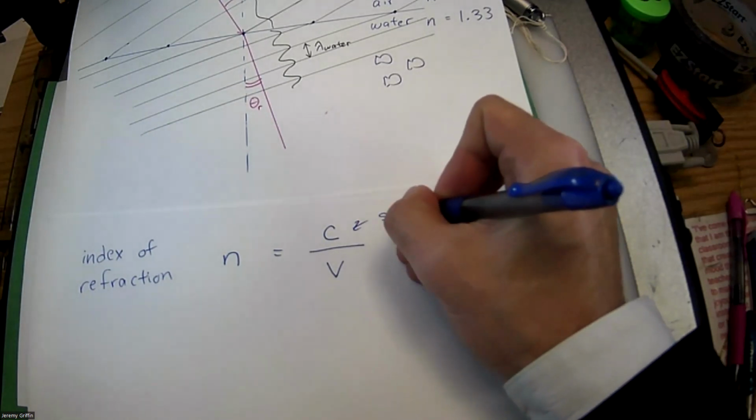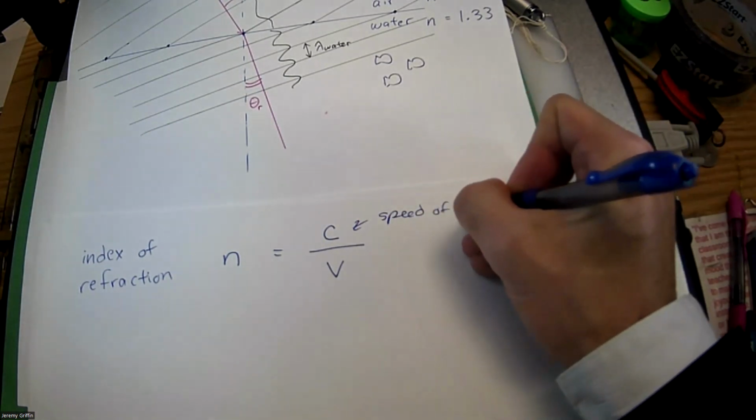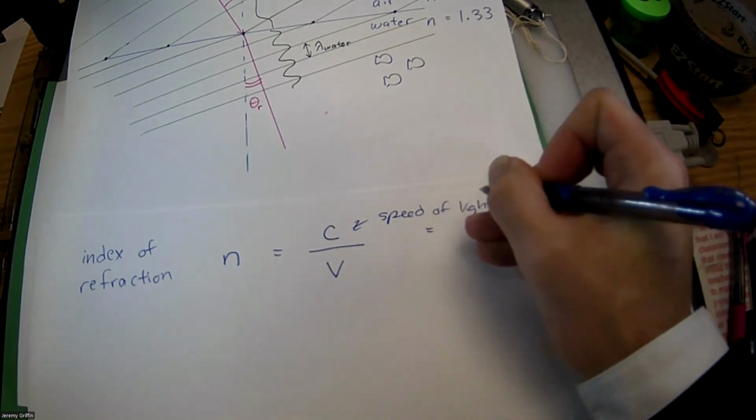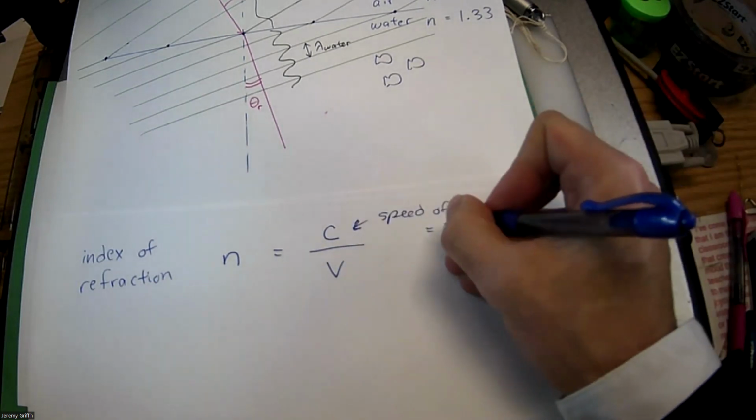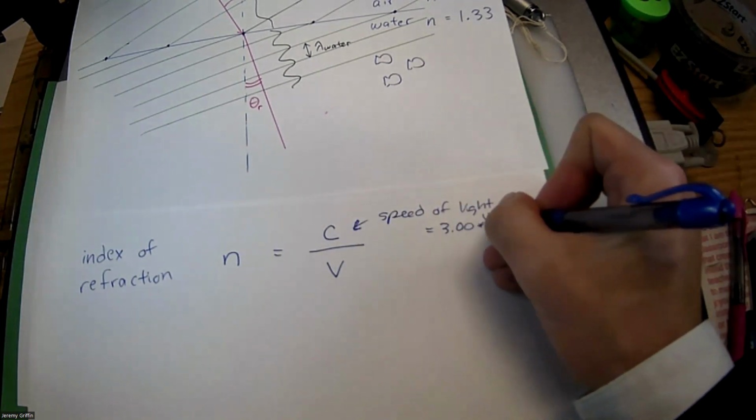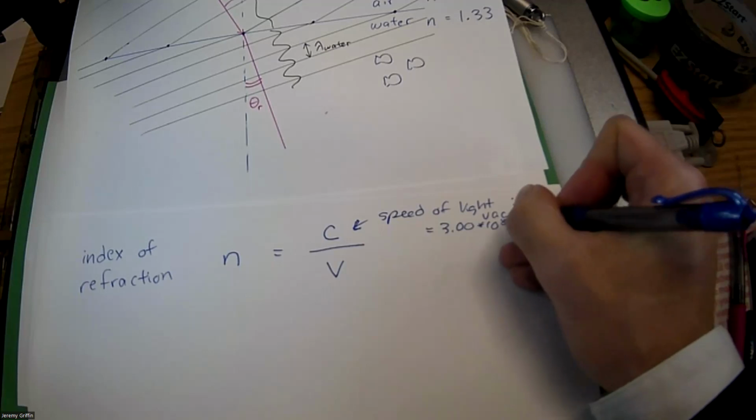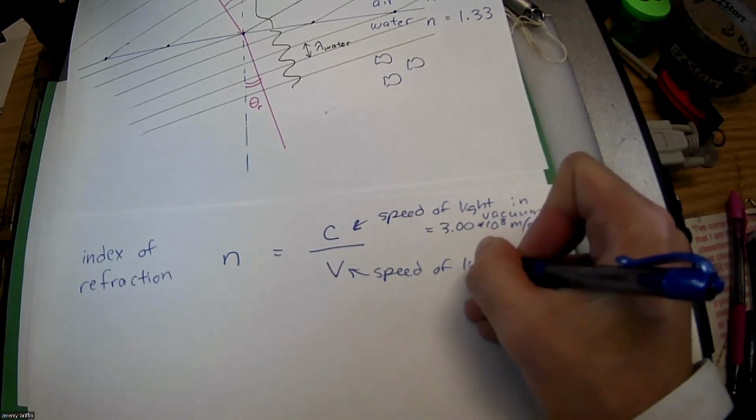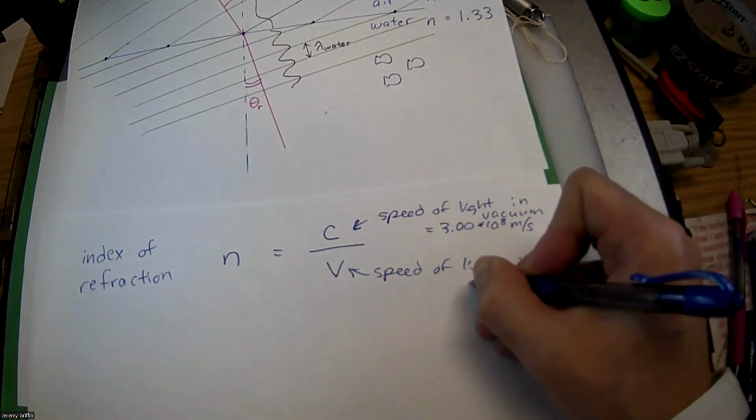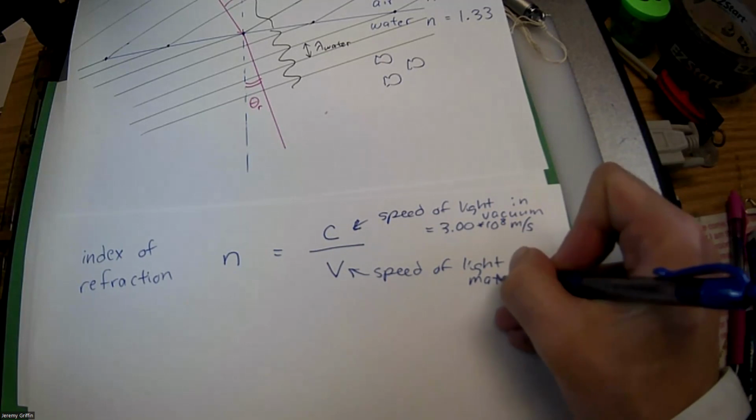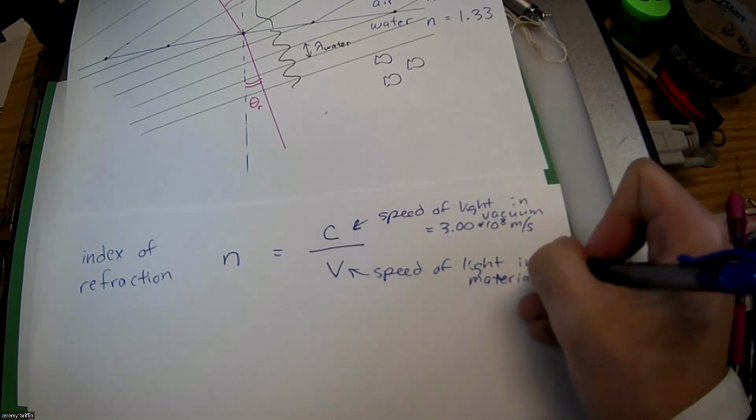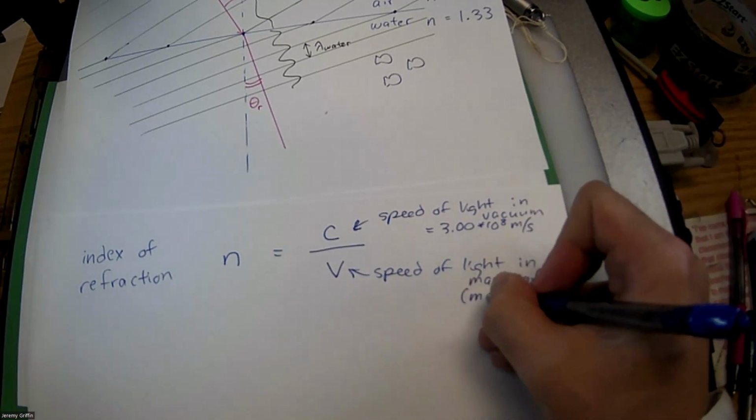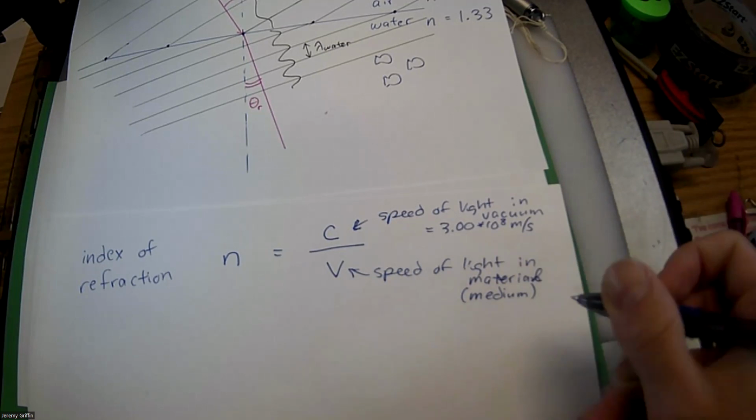So here's the speed of light in a vacuum, which has a number to it. This is one of the fundamental constants in nature, right? 3 times 10 to the 8 meters per second. And here, v is the speed of light inside the material, like water, glass, something like that. Or you could say medium.